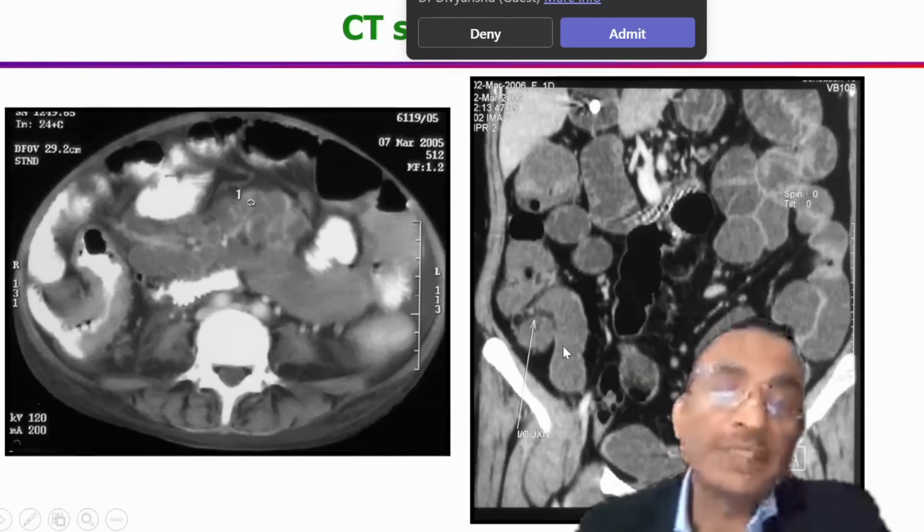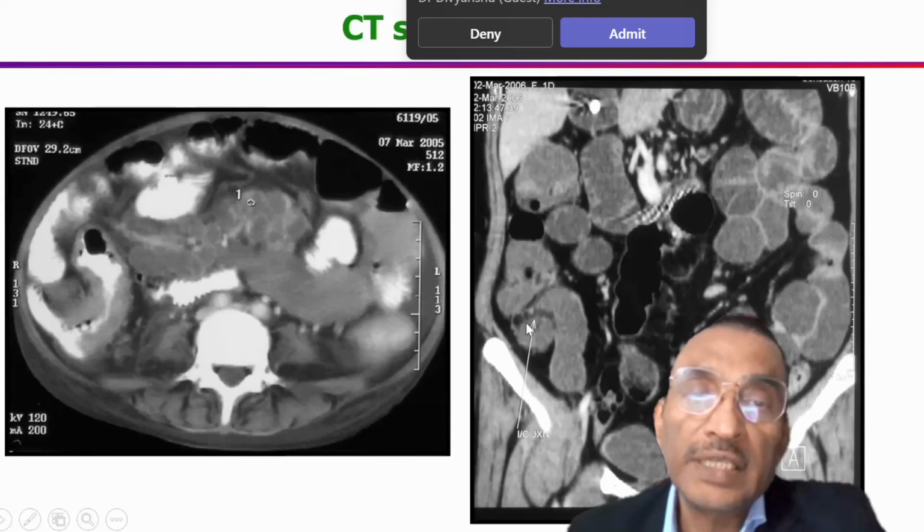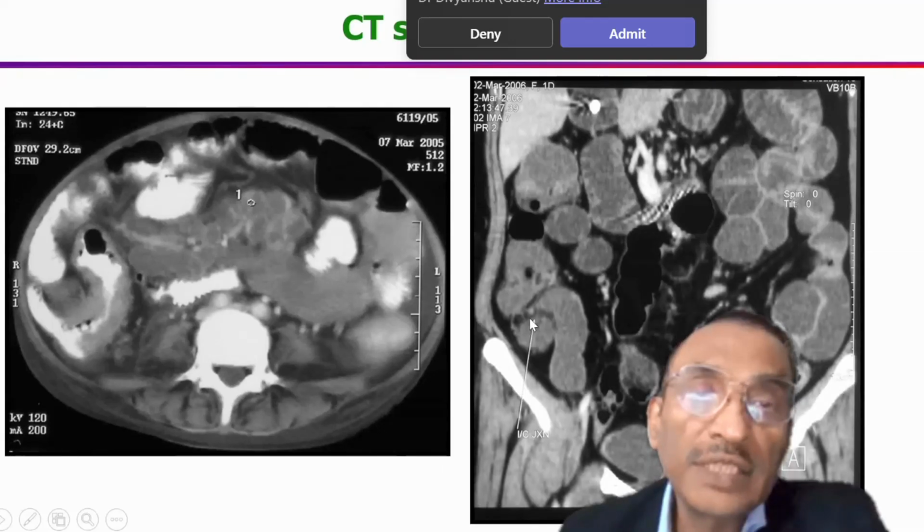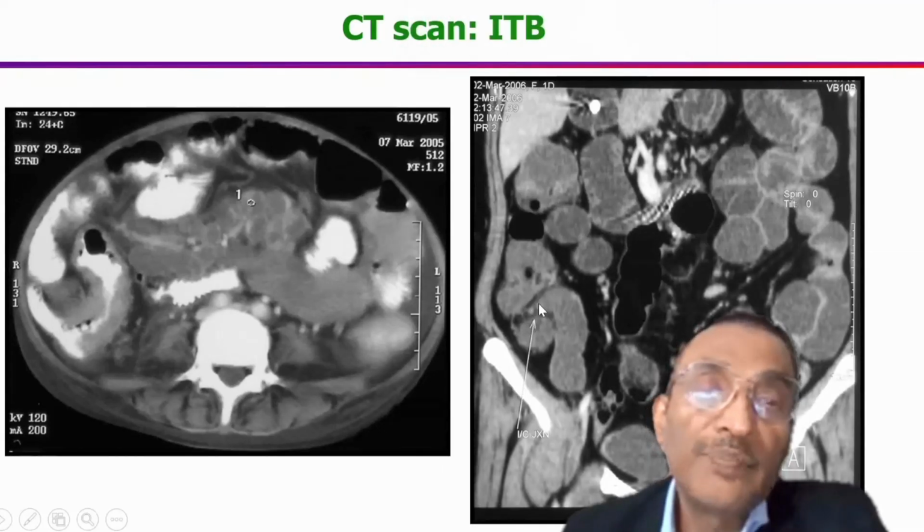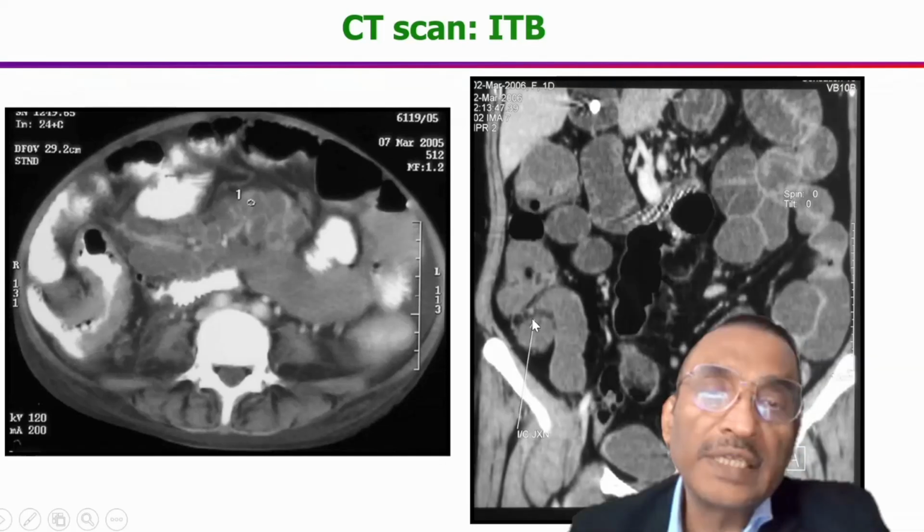So here this is a CT angiography study, and what you are seeing is the IC valve. So the IC valve is very clearly seen, and what you see here is that the cecum is well distended out here. So the cecum is not contracted.